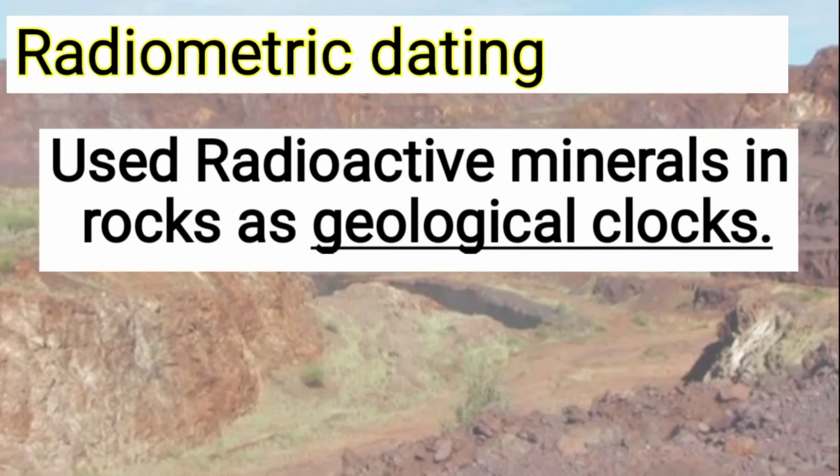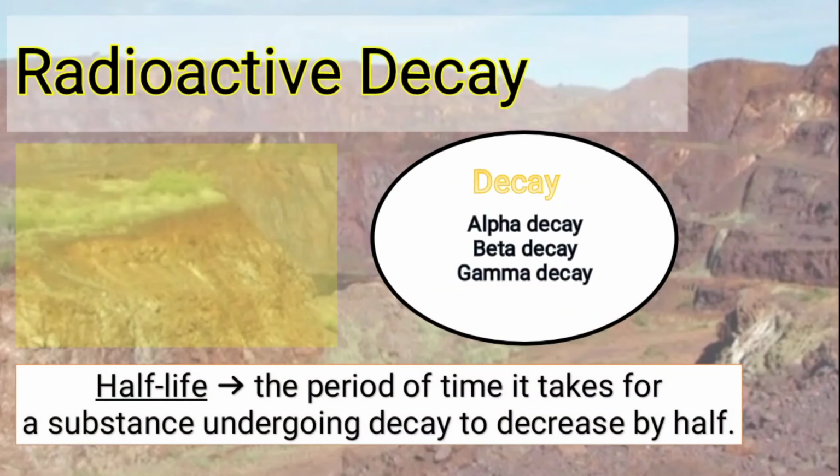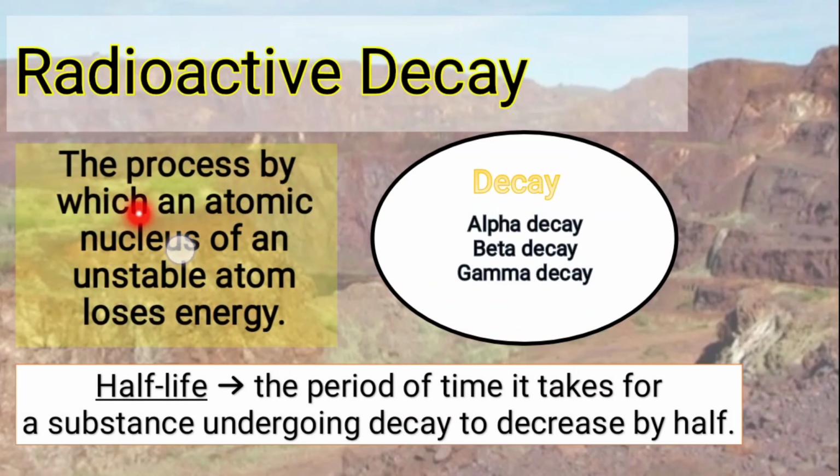Radiometric dating also uses radioactive materials in rocks as geological clocks. So they base these radioactive minerals or isotopes in determining the actual age of the rocks. Let us start with the radioactive decay. Radioactive decay is the process by which an atomic nucleus of an unstable atom loses energy, and it uses different types of decay. We have alpha decay, beta decay, and gamma decay. In this radioactive decay, we also have what we call half-life. Half-life is the period of time it takes for a substance undergoing decay to decrease by half. So this is for radioactive decay.